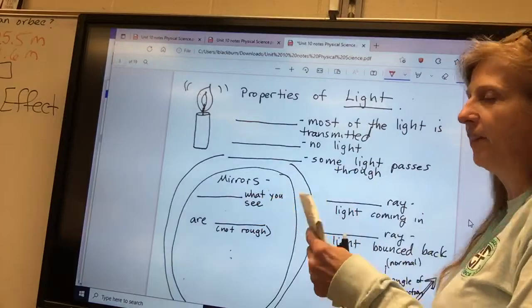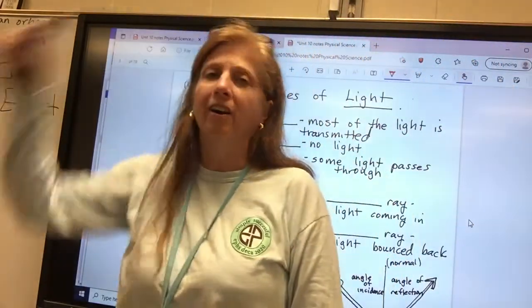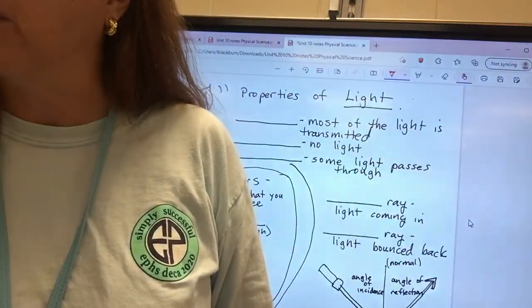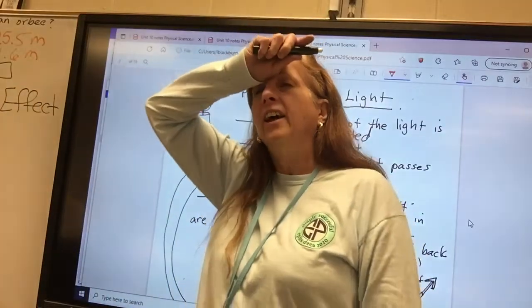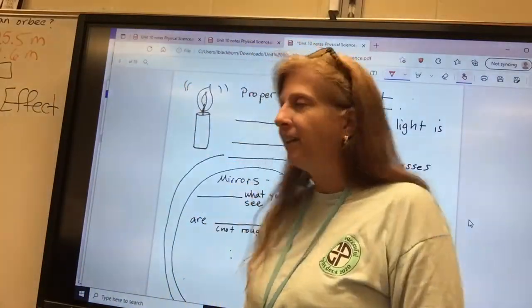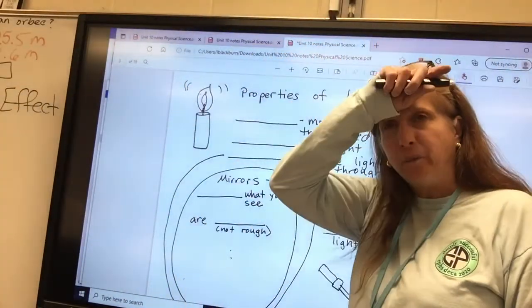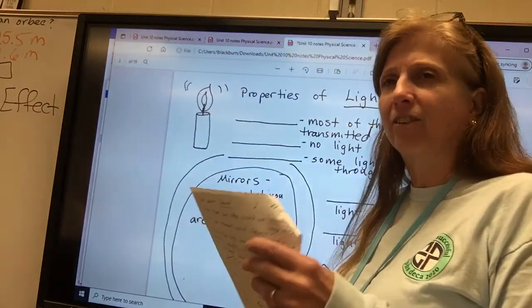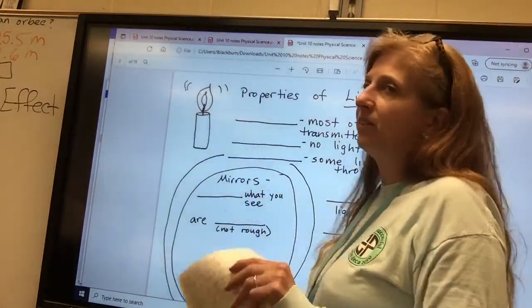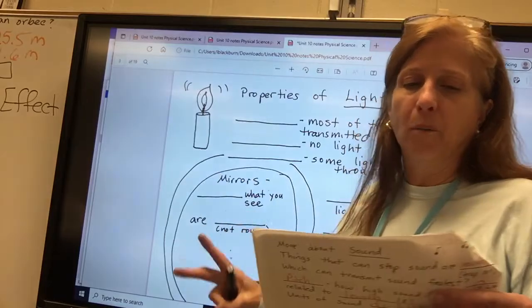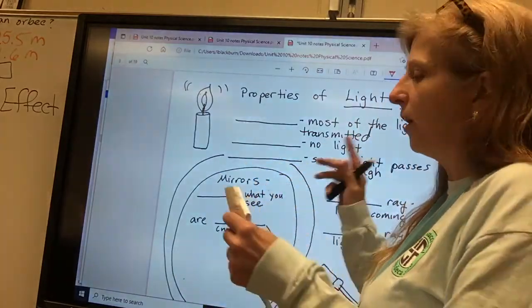Properties of light. Now, this one was hard for me to learn. I had physical science in 9th grade when I was concussed, and I had such a hard time with this. Okay, and y'all are going to go, you're stupid. Well, no, I was brain damaged, actually, at that time.